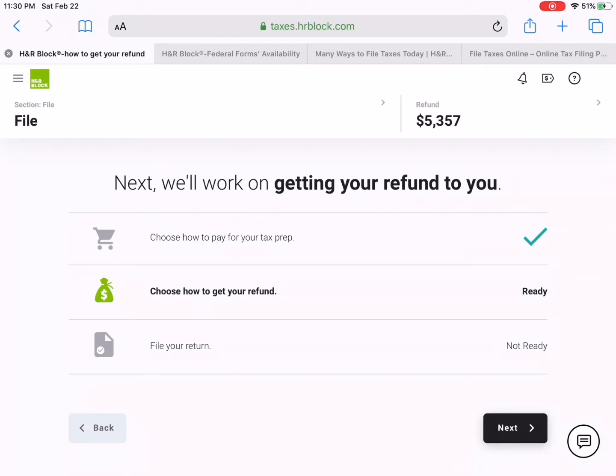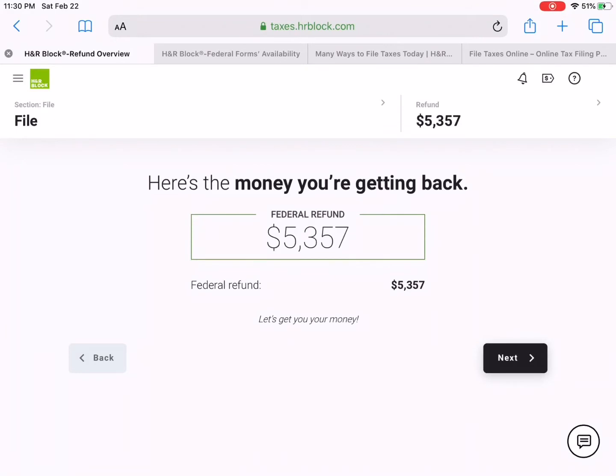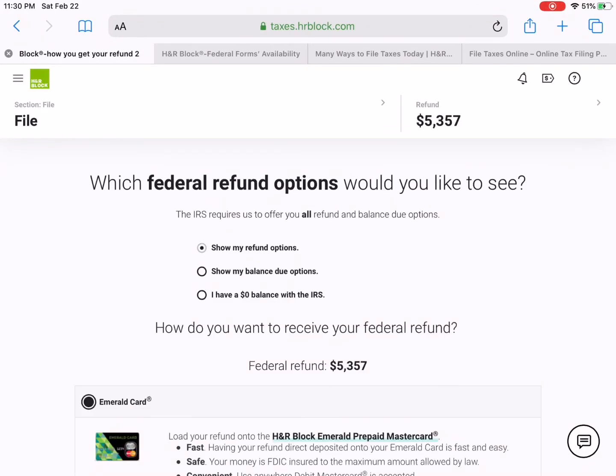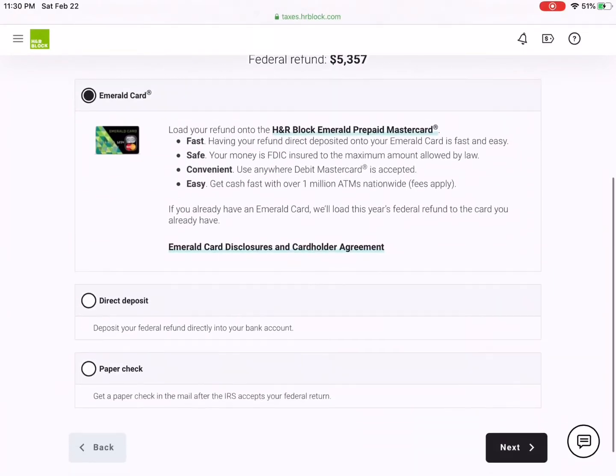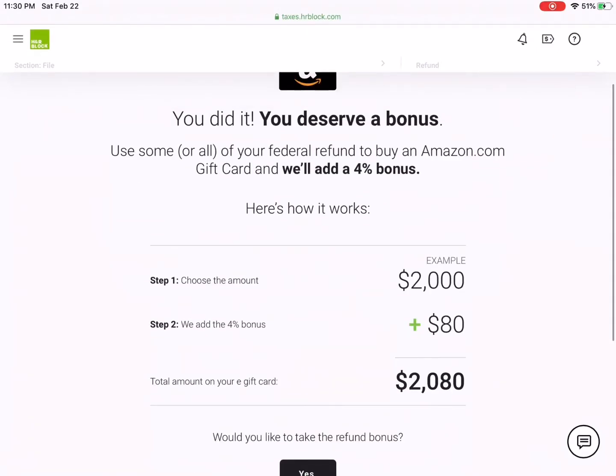But how to get my refund, this one I actually thought was pretty interesting, so I'll run through it really quickly. That total refund, they let you go through, so you show your refund options, and no matter which one of these you choose, they're going to give you the option to add it to an Amazon gift card instead, and then they'll give you a 4% bonus.